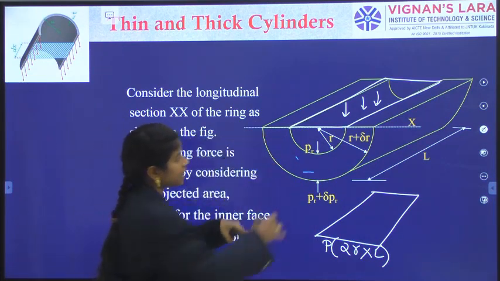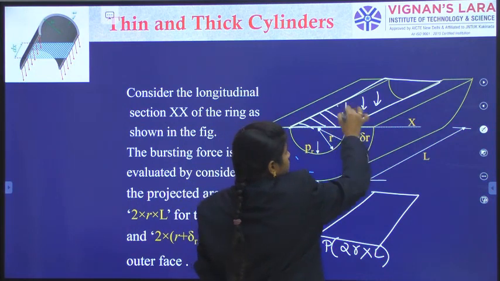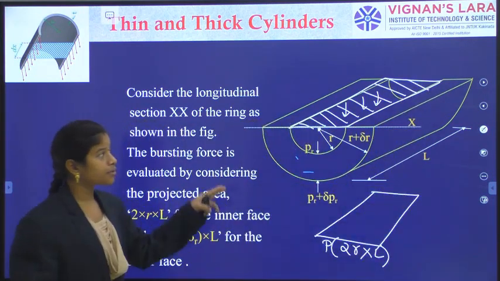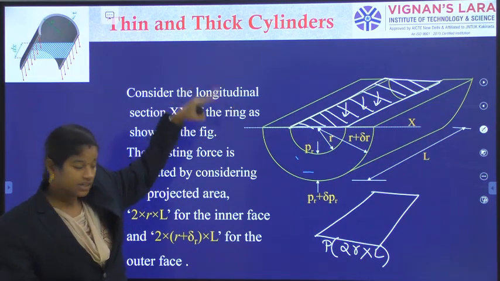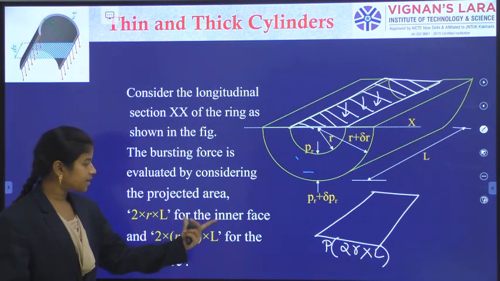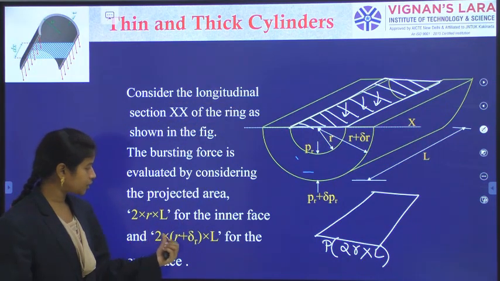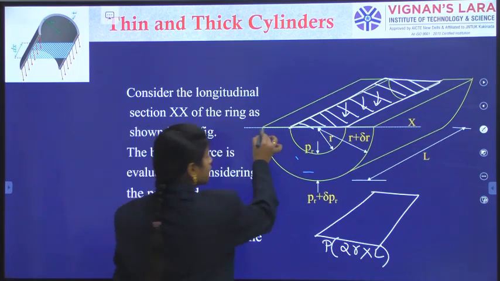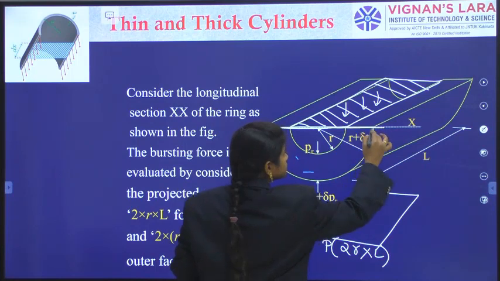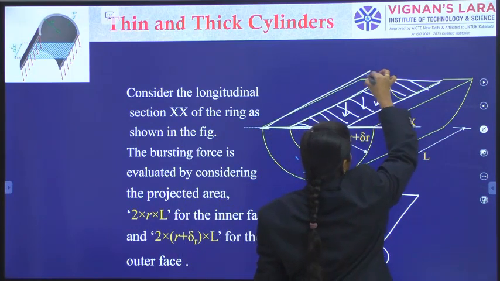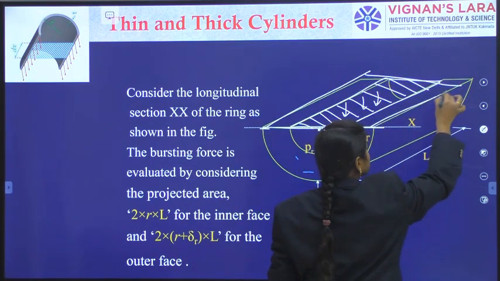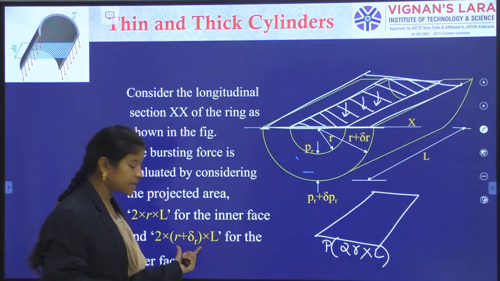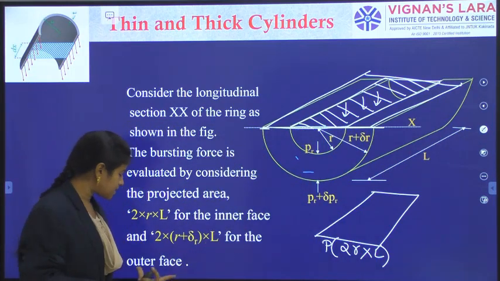What is the projected area here? This is the projected area here. Okay, this is my projected area, for the inner face 2R, and for the outer face up to this I should have to consider, right? So this is the area that is involved when it is coming for the projected area. Now that area is 2 into R plus delta R into L for the outer surface.